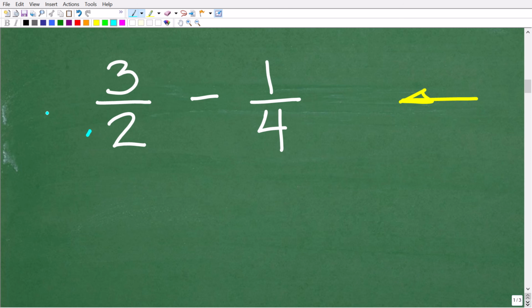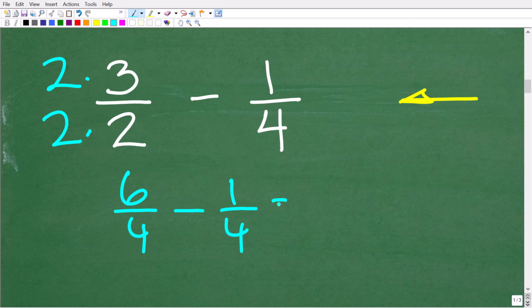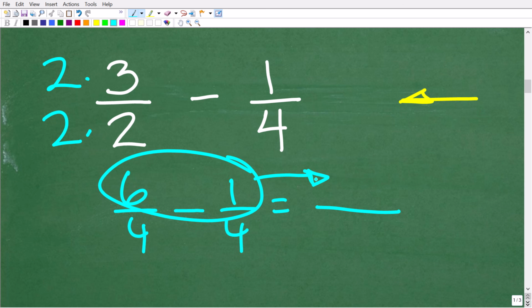So all we have to do is multiply this denominator by 2 and this numerator by 2, and we get 6 over 4 minus 1/4. Okay, so how do we add or subtract fractions when the denominators are the same? Easy, we just apply that operation in the numerator. So here it's going to be 6 minus 1 over 4, so our answer is 5 over 4.